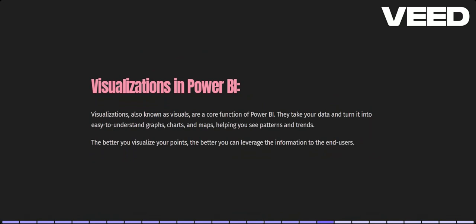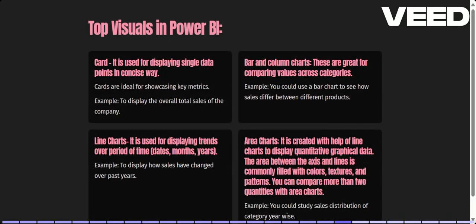What are the visuals? Visualizations, or we call them visuals. These are core functionality. The main use of Power BI is to create visuals, right? Take your data and turn it into easy to understand graphs. Visuals are the graphs, charts, and maps, helping you to see patterns and trends. So it's better to visualize your points so you can deliver the information to the end user. The better you create your visual points, the clearer the data will be to the user.